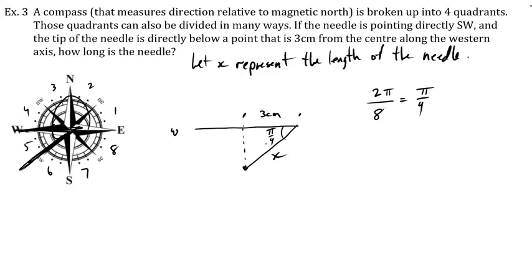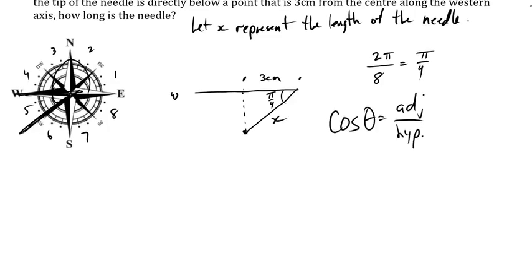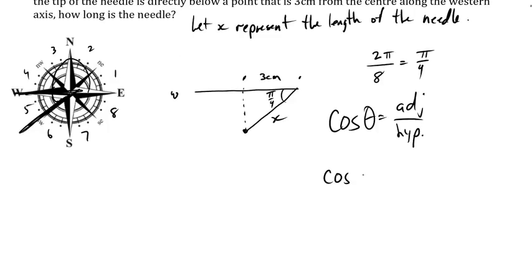So when I look at this, my hypotenuse is x. Opposite is this side that I don't care about. This is my adjacent. So I'm talking cosine here. Therefore, cosine theta is adjacent over hypotenuse. I write down my formula: cosine of pi by 4 is equal to adjacent, which is 3, over my hypotenuse, which is x.